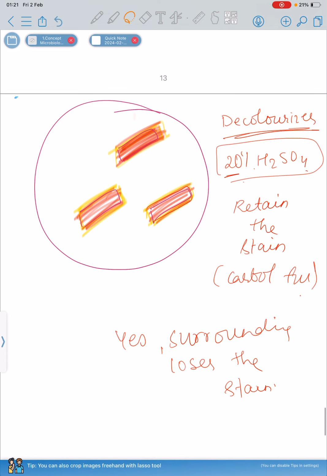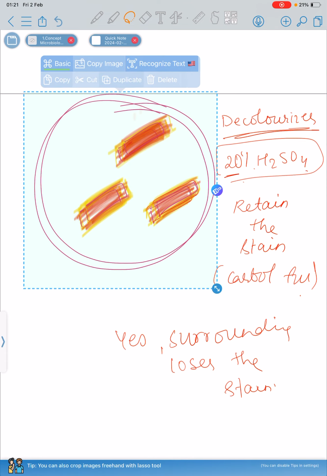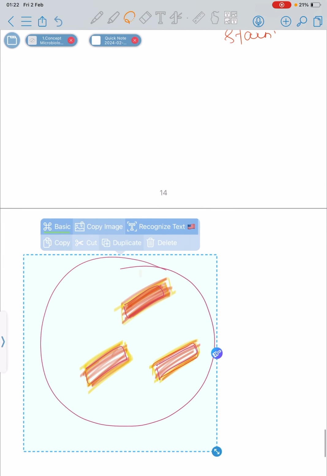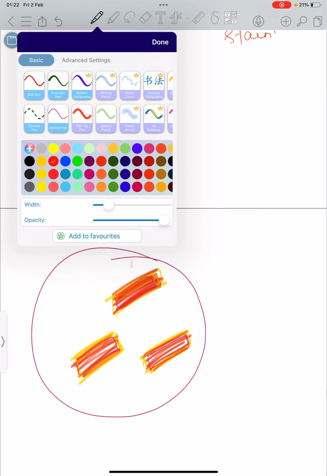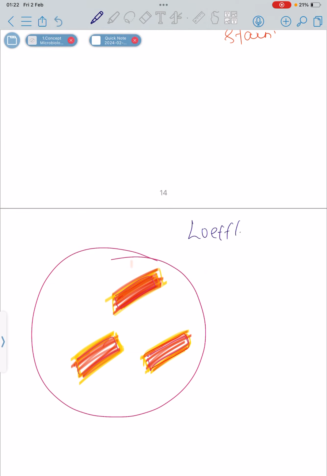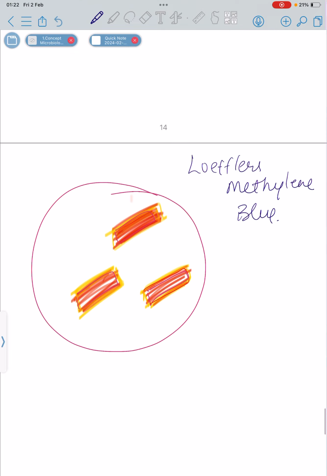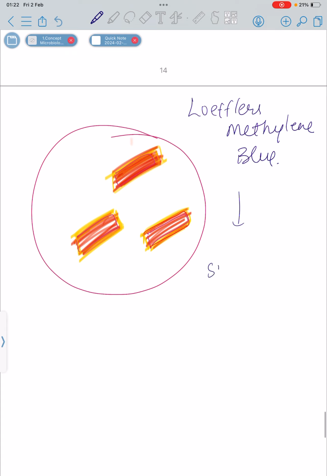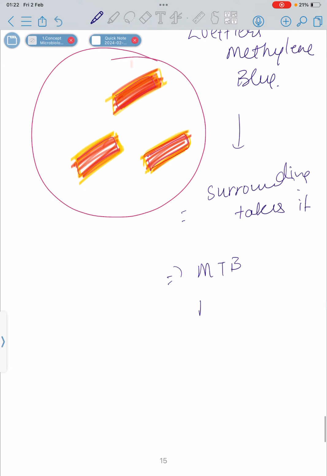Now third step. In the third step, we give Loeffler's methylene blue. When we give Loeffler's methylene blue, will the surrounding take it? Yes, the surrounding takes it. What about this Mycobacterium tuberculosis? No. Why? Because something which could resist acid, will it get stained by it that easily? No, it won't get stained.